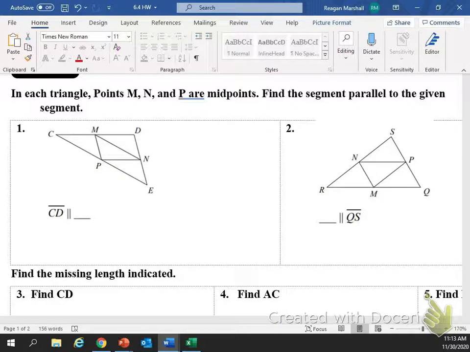We're going to start with 6.4, and then we will review 6.3. In each triangle, points M, N, and P are midpoints. Find the segment parallel to the given segment. So you're going to answer both. You need to write the whole statement. What I have highlighted, you're going to fill in the blank with what it is parallel to. Same thing here.